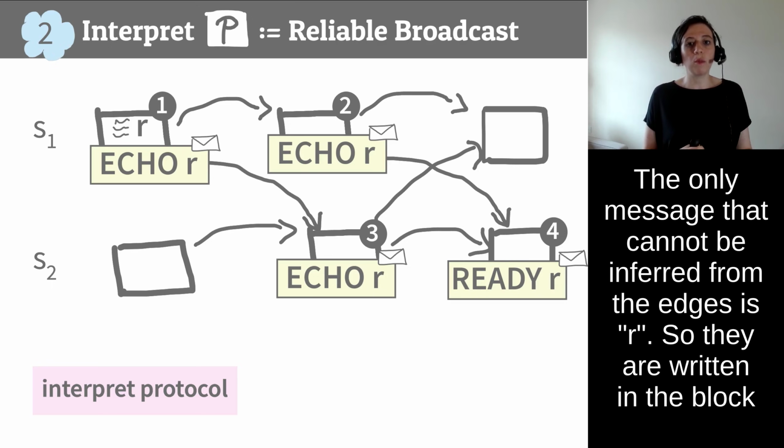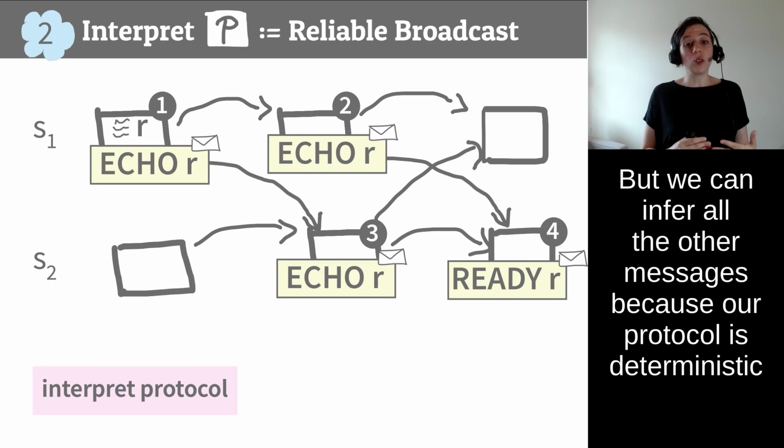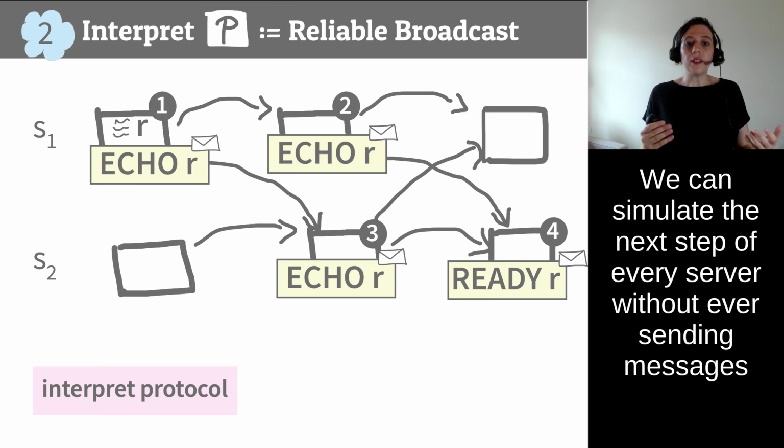So they are written in the block. But we can infer all the other messages because our protocol is deterministic. We can simulate the next step of every server without ever sending messages.